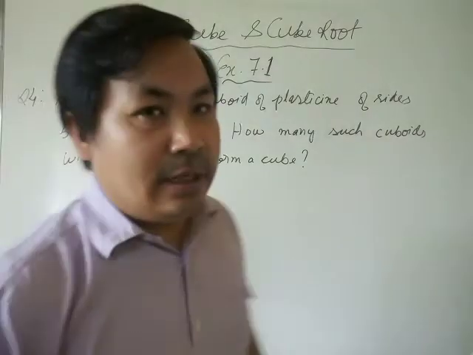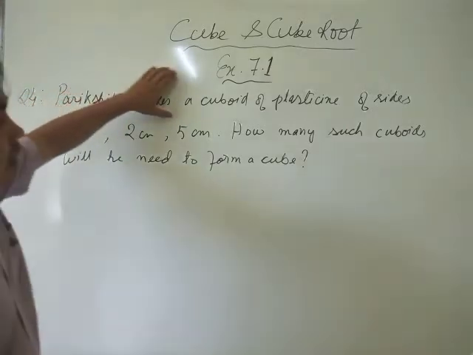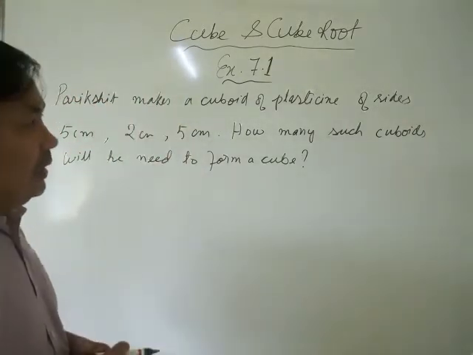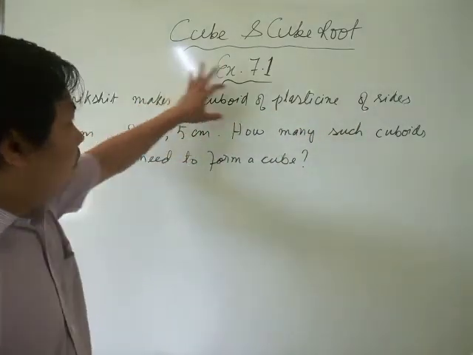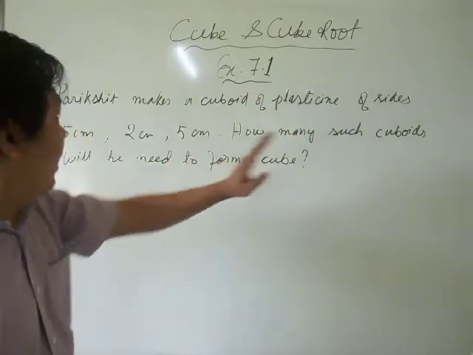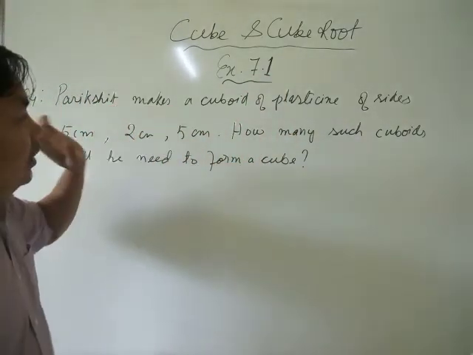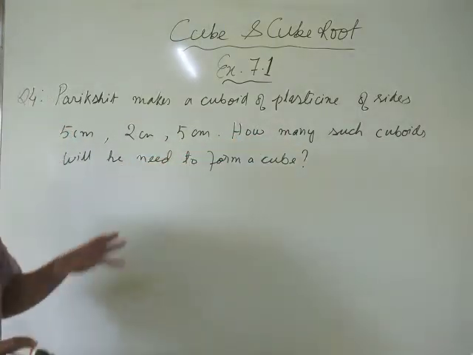Then the next question we have is question number 4. The question is a statement. The statement says that Parikshit makes a cuboid of plasticine, it's the same way, of size 5 centimeter, 2 centimeter, and 5 centimeter. So how many such cuboids will he need to form a cube?